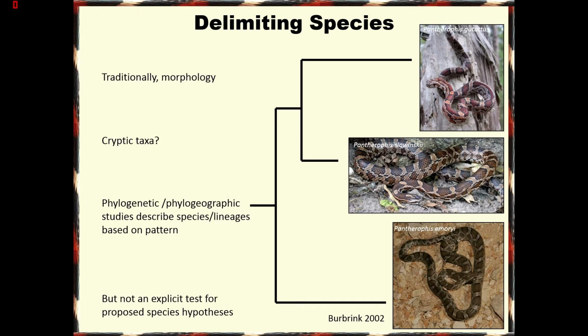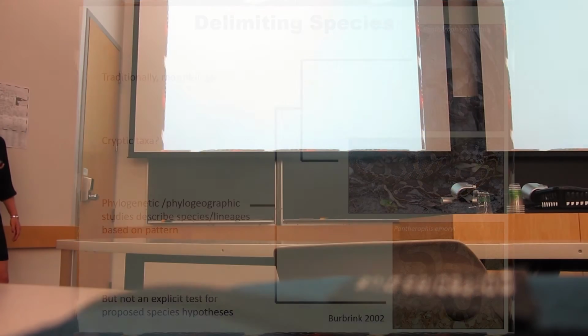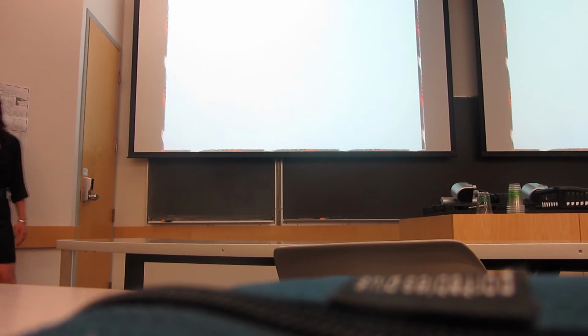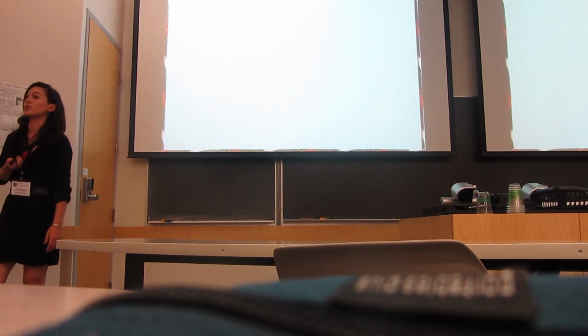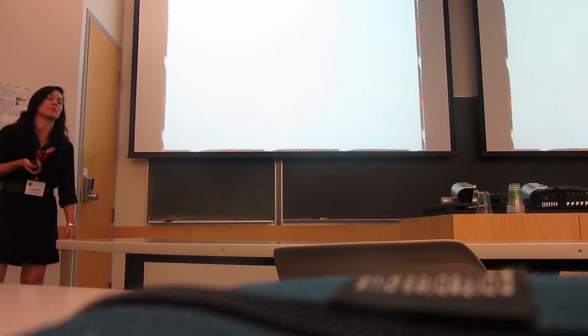But even though this is valid and is often found to be robust and more data can be added that corroborates this, it's not an explicit test for a proposed species hypothesis. And in science, we're always trying to really test an explicit hypothesis. So one way we can do that now is using programs such as Bayesian Phylogenetics and Phylogeography, which I'll refer to as BPP throughout the rest of my talk.